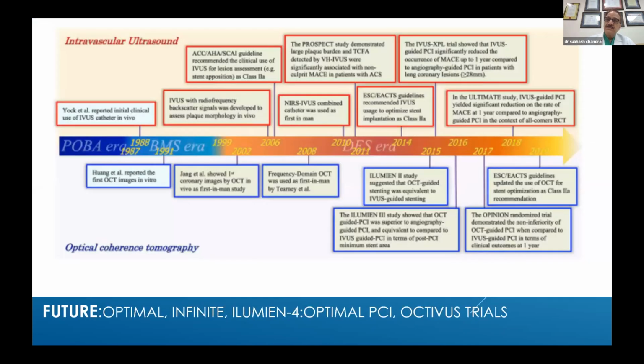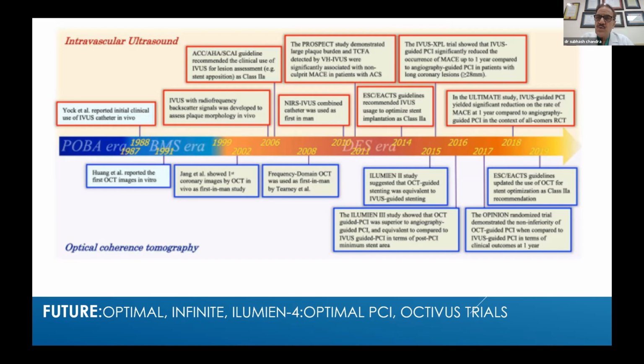So just to look at the evolution of these technologies, we realize that IVUS came almost 30 years ago when POBA, BMS, DES was evolving side by side. And almost 15 years after that, OCT came into our practice. There has been a lot of data accumulating, largely in favor of IVUS because of its early onset. The PROSPECT data was very enlightening on how non-culprit plaques lead to coronary syndromes. And then, of course, a lot of data came on OCT in the form of ILUMIEN 2 and now ILUMIEN 3, ILUMIEN 4 and various other trials.